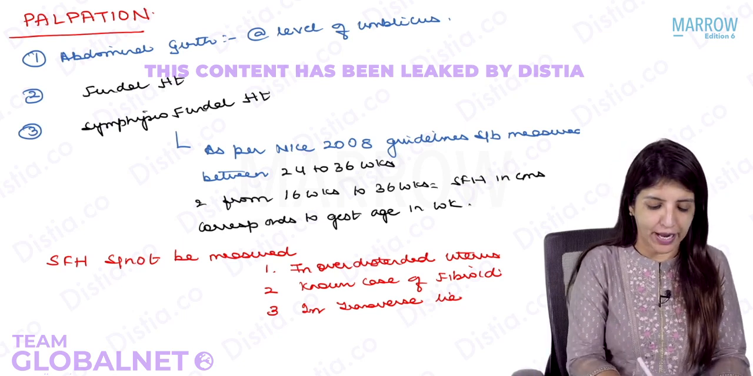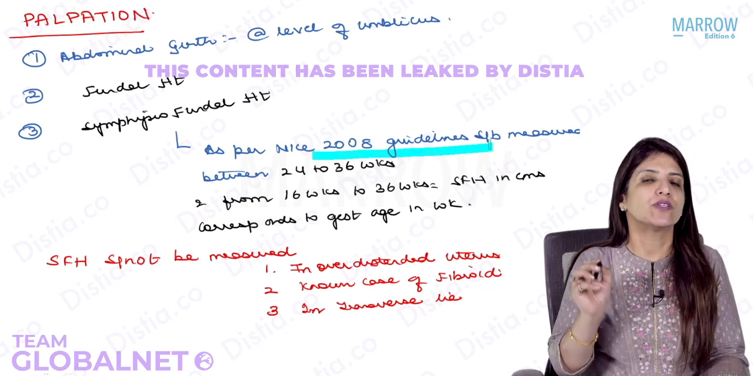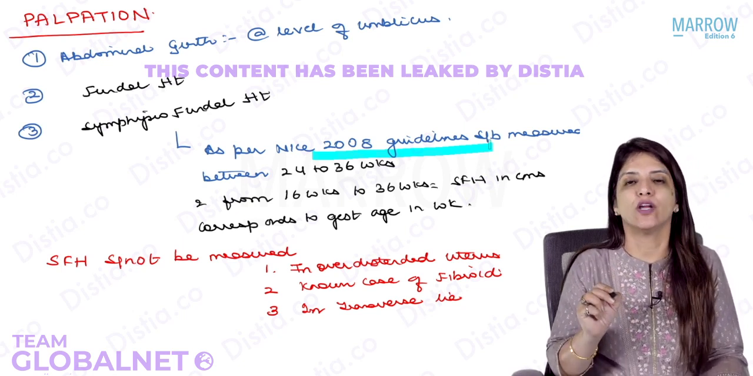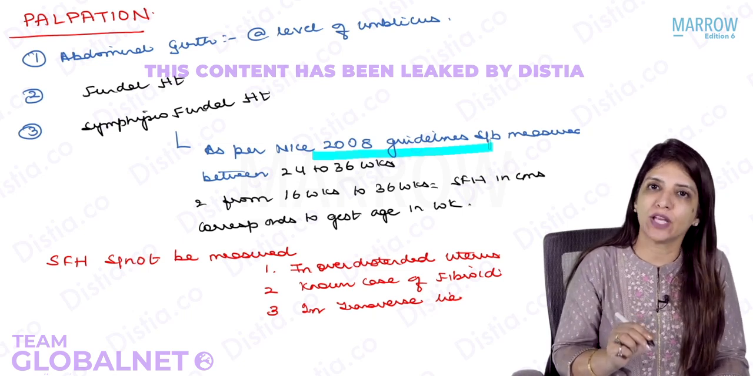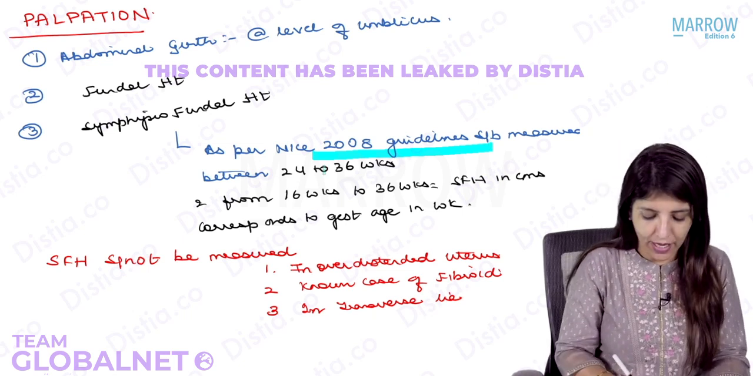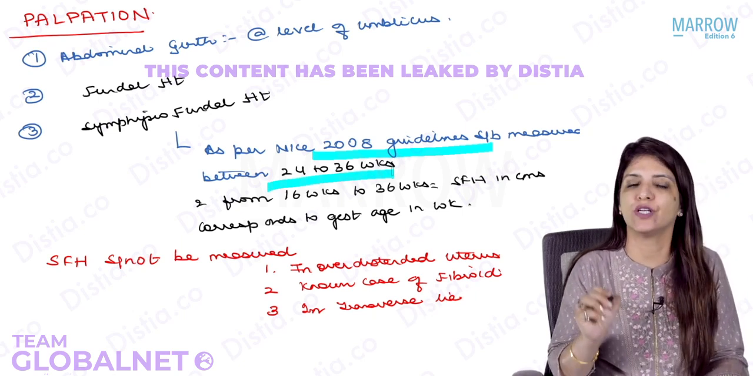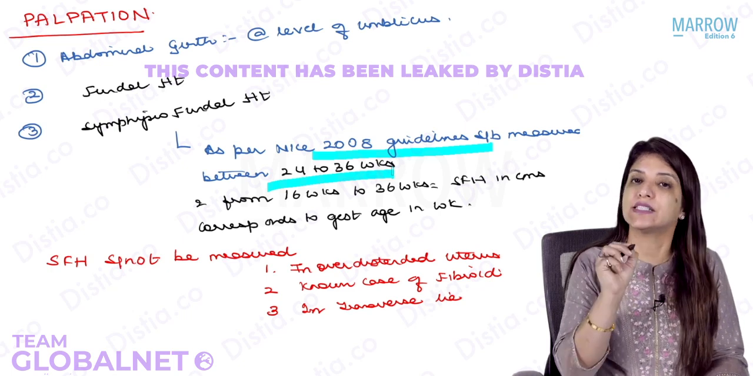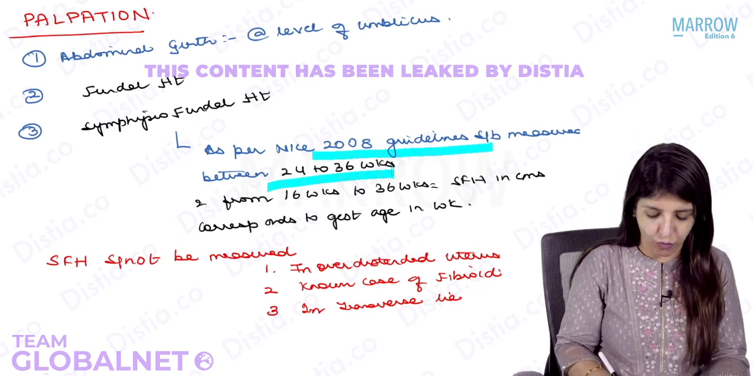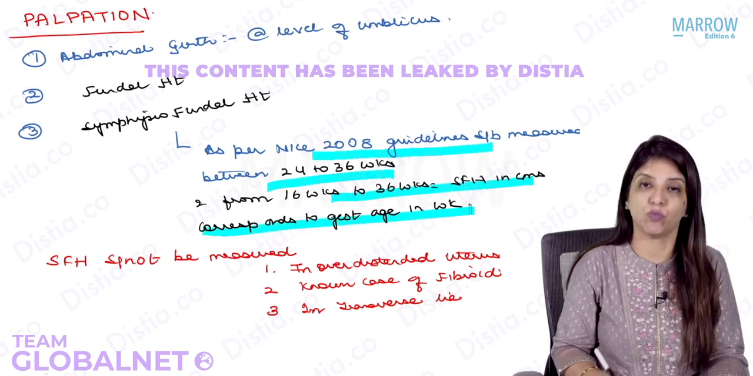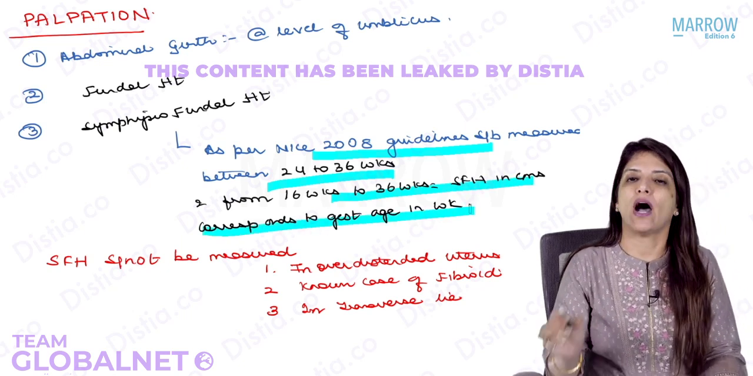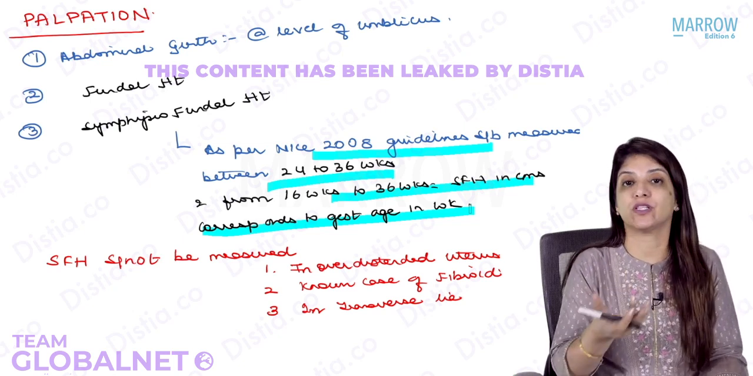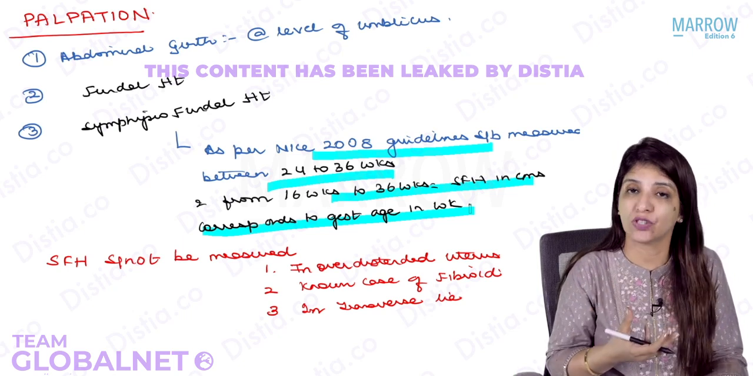See, according to NICE 2008 guidelines, symphysiofundal height should be measured in all antenatal patients with a gestational age between 24 weeks to 36 weeks. In all such patients, you have to measure symphysiofundal height. Why? Because the symphysiofundal height in centimeters corresponds to gestational age in weeks. Right? So I have to measure the symphysiofundal height in order to know, number one, if the patient doesn't know her gestational age, it is going to help me in knowing the gestational age.